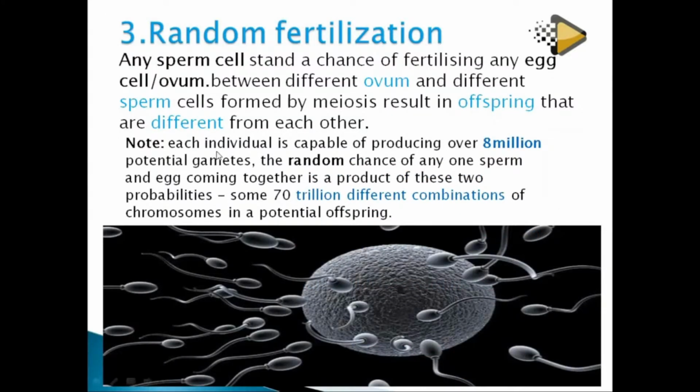Note, each individual is capable of producing over 8 million sperm. You see? Do you know the meaning of 8 million sperm? If they give you 8 million rand, are you going to be rich or poor? Obviously, you're going to be rich. So now imagine that is sperm. Yes, 8 million sperm are potential. When you talk about potential, it means those which can fertilize, because we have other sperms which cannot fertilize.